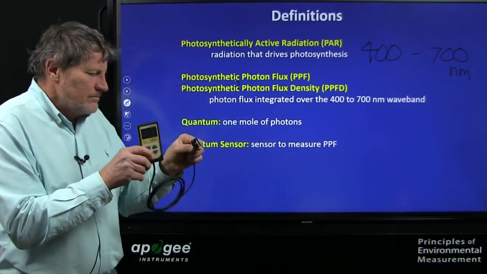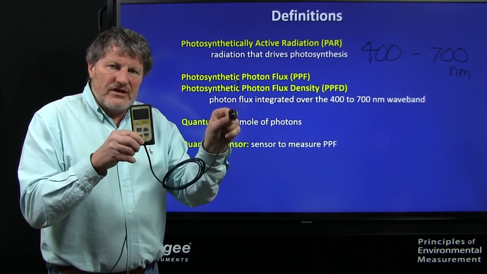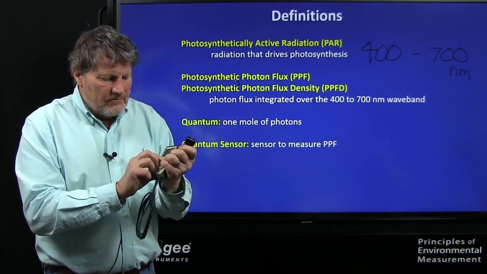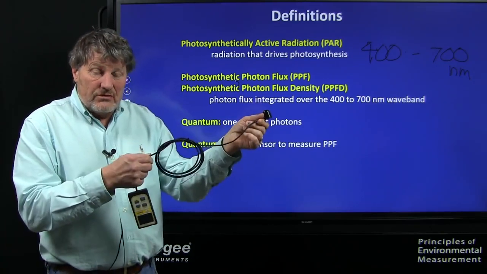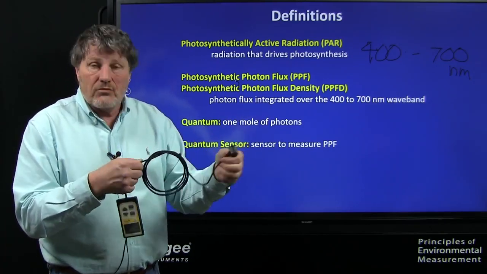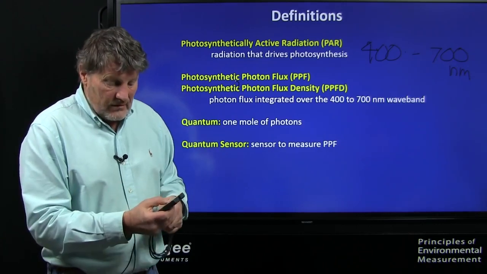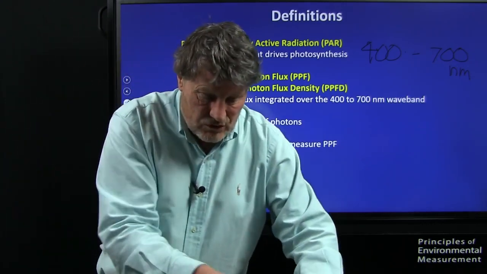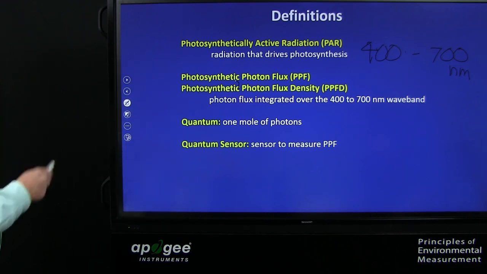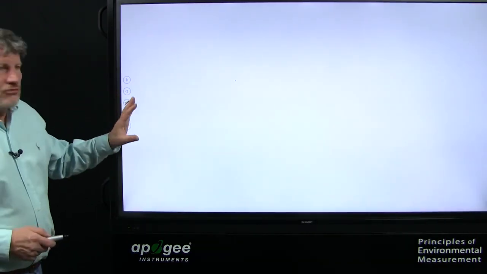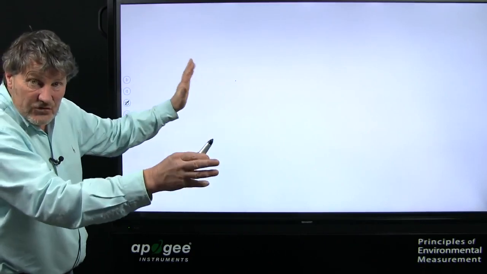Here is a quantum meter, sensor plus the meter, and it reads out all by itself. You can buy just the sensor and hook it up to a data logger, and then it's a quantum sensor. That's all it means between the two of those definitions. All right, now I want to talk about this issue of flux, and I've given myself a nice whiteboard to do this.